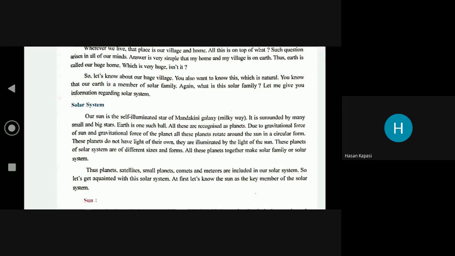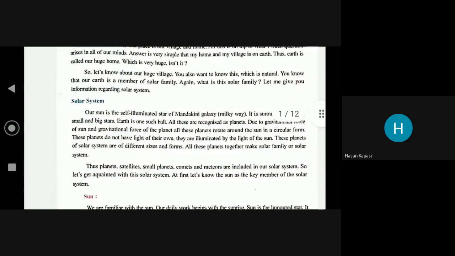As planets. Due to the gravitational force of the sun and the gravitational force of the planets, all these planets rotate around the sun in a circular form. All of them, right? Just as Earth rotates, other planets also rotate. These planets do not have light of their own. They do not have their own light. Whose light do they have? The sun is the giver of light to all. That is why the sun is also known as the guardian of the planets.